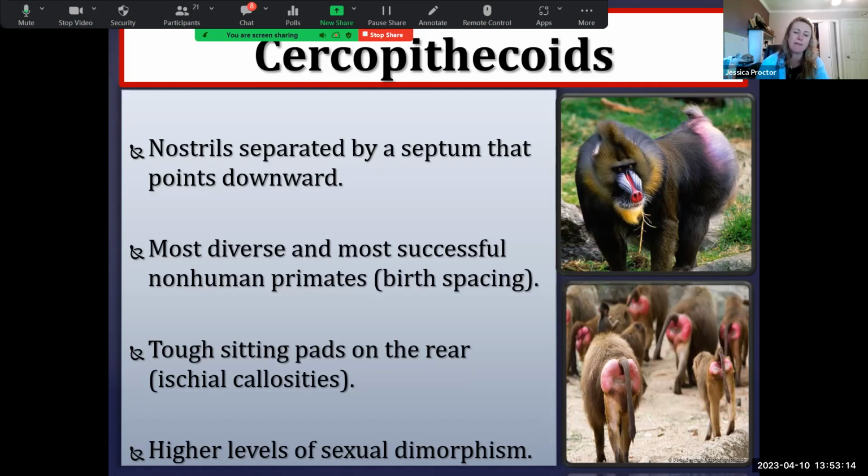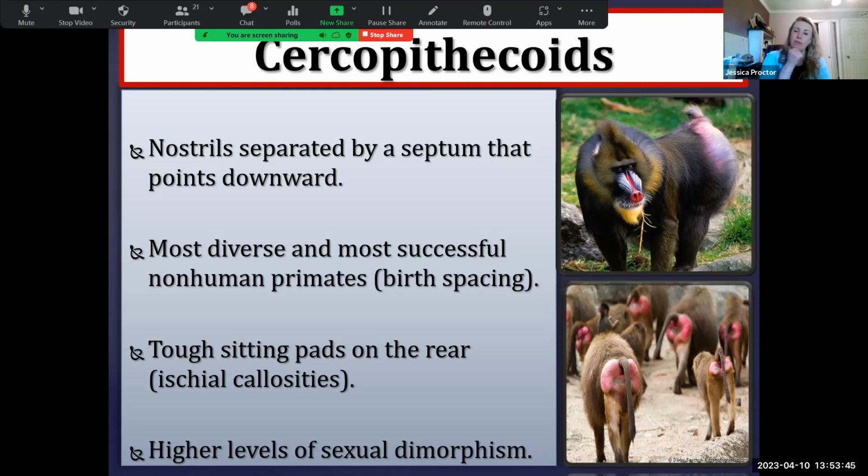When you see it only in the females, that red swelling can also sometimes be a signal that that female is in estrus, or that she's fertile during that time frame. And the high levels of sexual dimorphism tend to be related to competition. So we tend to see high levels of sexual dimorphism in primate groups that practice polygyny, or multi-male, multi-female. So polygyny is one dominant male mating with all the females.